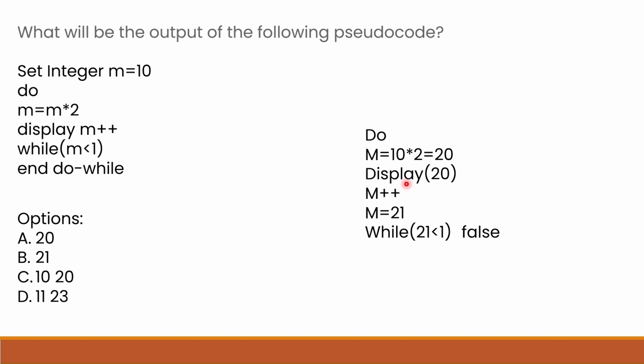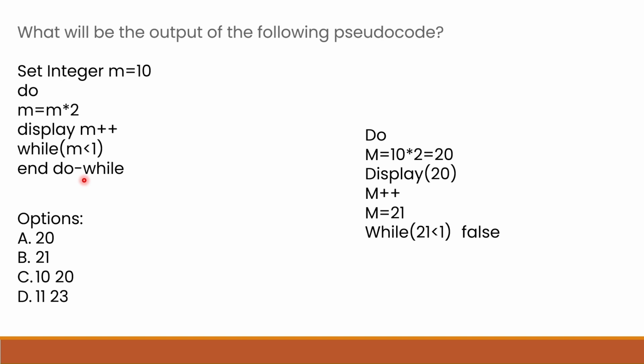So first we are going to display 20 and then we are going to increment i. So i's present value will be 21. Now we have to check the while condition. While i is less than 1, i's value is 21. 21 should be less than 1, but it is not less. So the while condition is not satisfied and we have to come out of the while loop.